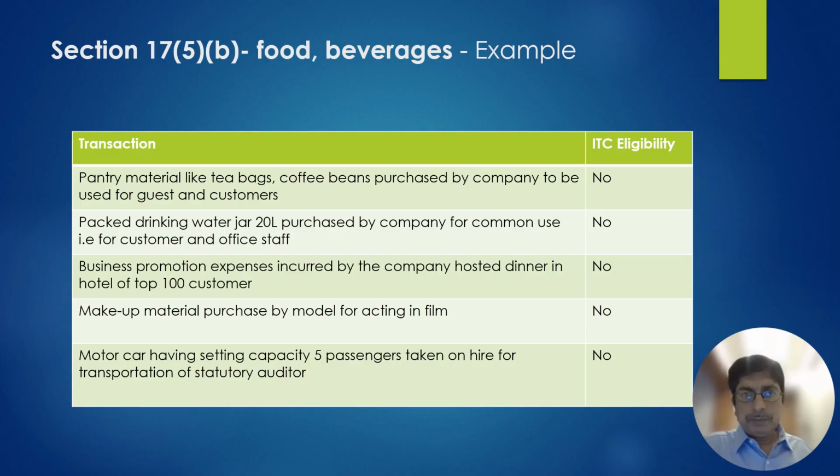A company purchased pantry material like tea, coffee beans, etc. This GST credit is not available. I already explained that these tea, coffee beans, etc. are consumed. Therefore, the GST credit is not available. This is covered by section 17(5)(b). It's specifically food and beverages.